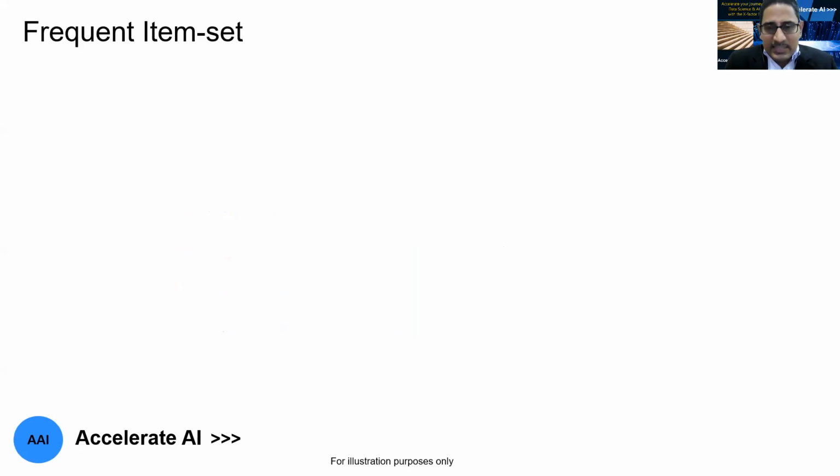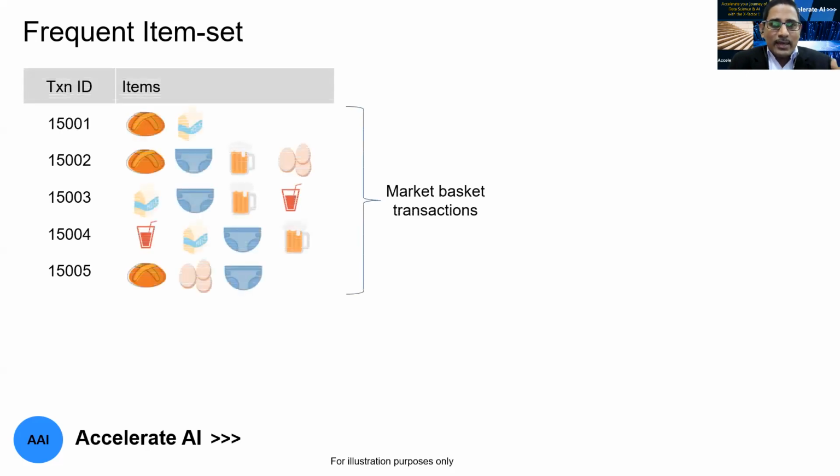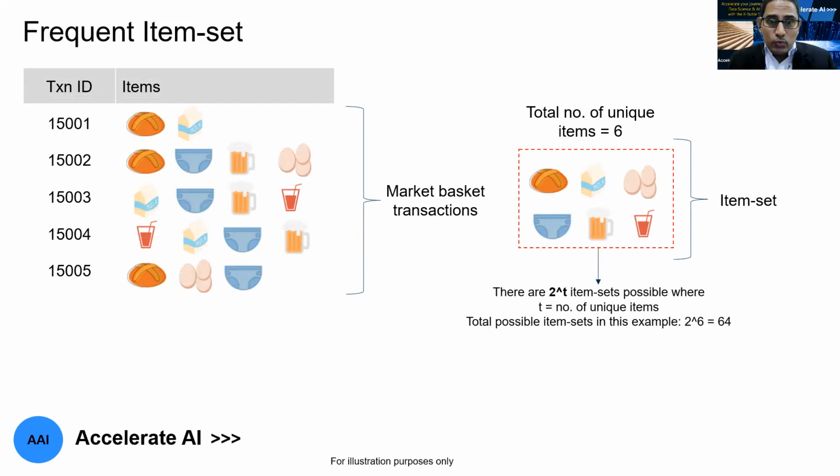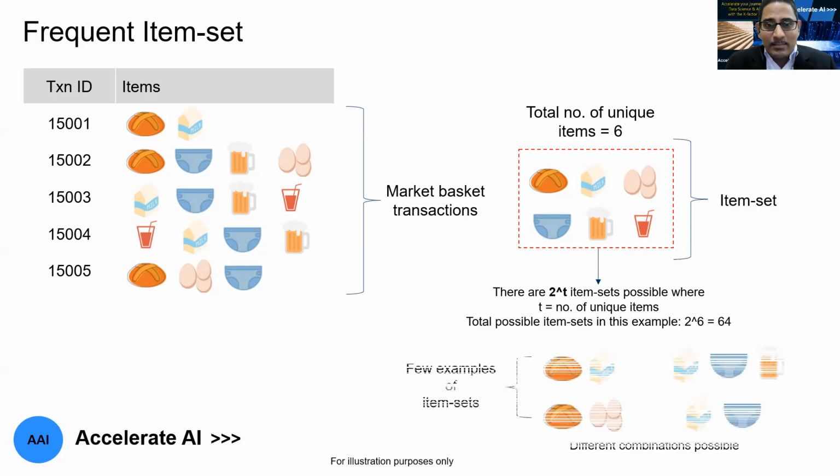Now, what is a frequent item set? We can't really go with a brute force approach. Frequent item sets are the combinations of the items that are presented. If you look at it, the unique set of items here, how many such unique items are there? 6 unique items in the set of 5 transactions that we have considered in this example. There could be 2 to the power t item sets possible, where t is the number of unique items. So total possible item sets here would be 2 to the power 6, which is 64. And that's a lot, with just about 6 unique items.